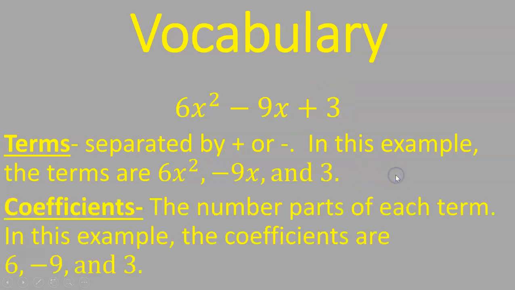So those are terms. Coefficients, meanwhile, are just the number parts. So the 6, the 9, and the 3. So we say number parts, I mean the numbers in the front. Okay, so not the powers. So 6, negative 9, and 3 are your coefficients.